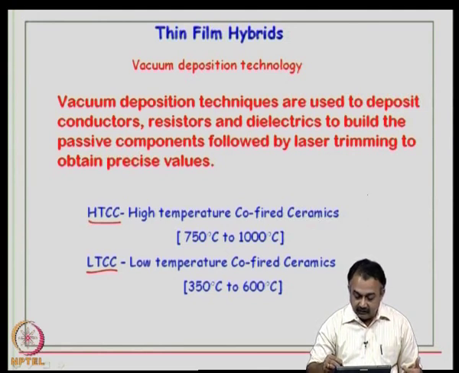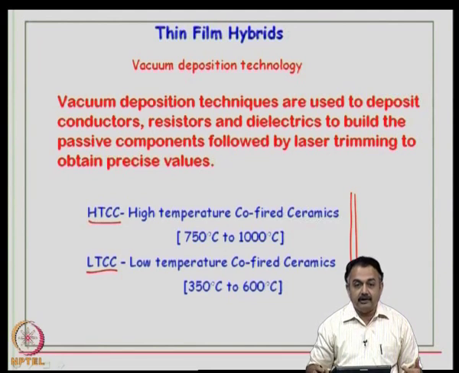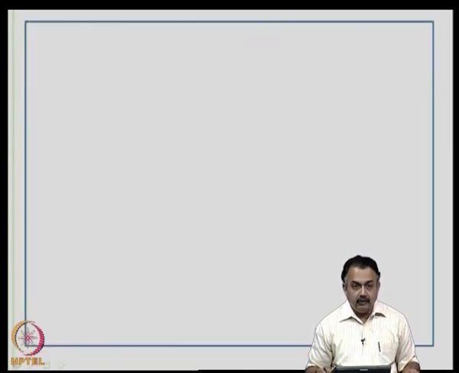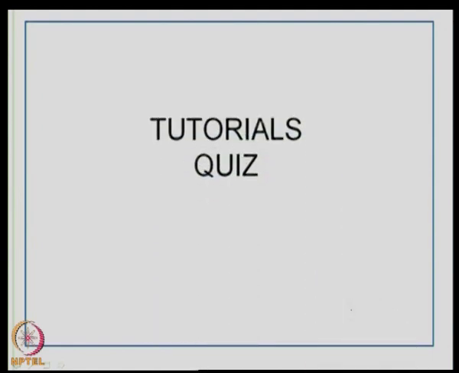So, this is important information regarding the temperature ranges of handling these devices. So, we are now at the end of this chapter, and we will spend some time briefly on some questions based on this chapter, like a tutorial or a quiz.